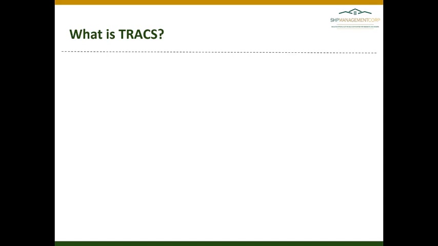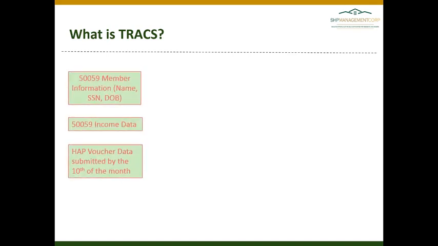So as a breakdown on how TRACS works, in One Site, you'll create your 50059. So for example, you have a new move-in. You create a move-in 50059. That move-in is going to list the member information for all household members. So their name, social security number, date of birth. That 50059 is also going to include income data for all of those household members.